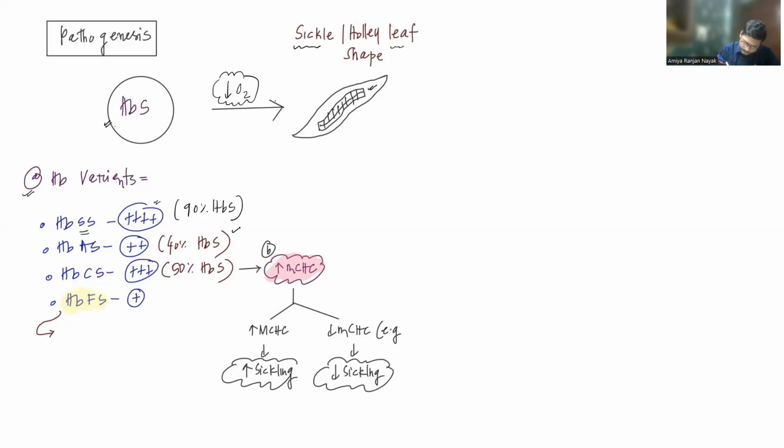Now we'll discuss hemoglobin CS. That means this is a condition of compound heterozygosity of hemoglobin C and S. We have discussed previously what is the function of hemoglobin C. Now hemoglobin C, if this is the RBC and we have hemoglobin C, this will activate a channel that is known as the potassium chloride channel. Now, once hemoglobin C activates this channel, it will cause the release of potassium and water out of the RBCs. And because of this phenomenon, there will be intracellular dehydration.